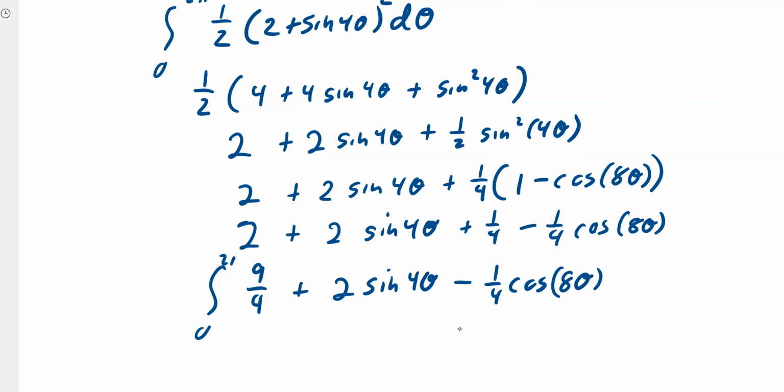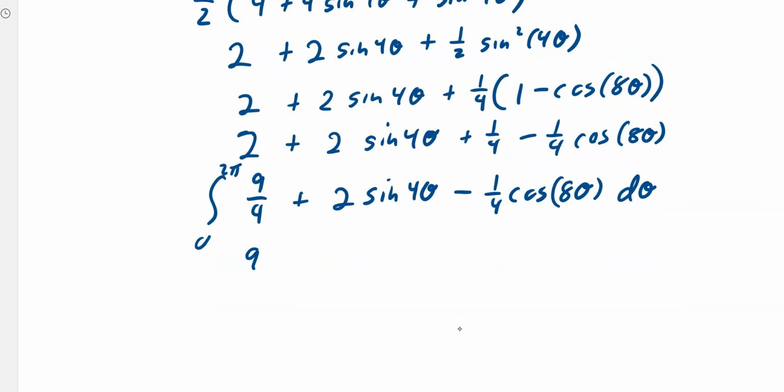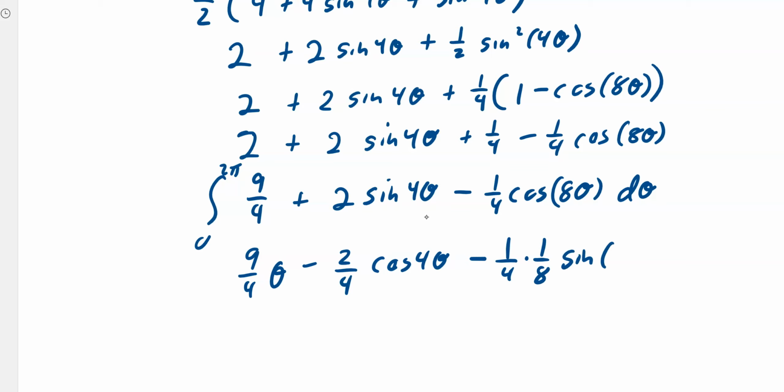All right, now we can go 0 to 2 pi, because again, that's the full shape. All right, 9/4 theta plus, and then now here we end up with cosine of 4 theta, so we're going to have to take that 4, so it's 2 over 4. And since we end with a cosine, it's negative. And you can quickly check this. Derivative of cosine of 4 theta would be negative sine 4 theta. The 4's cancel, take us back. All right. And then same thing here. This is going to be 1/4 times 1/8, and then sine of 8 theta. And you can check that one as well.